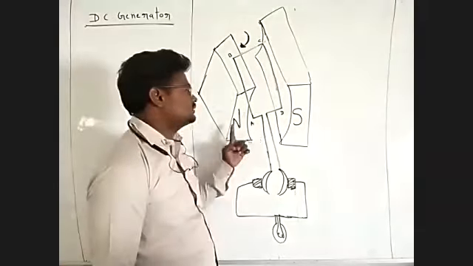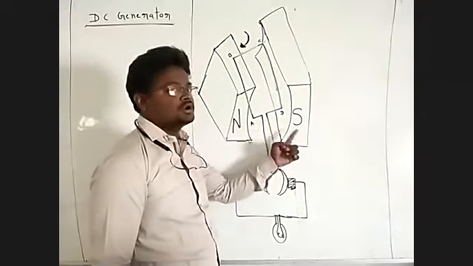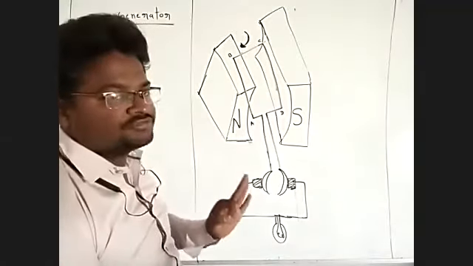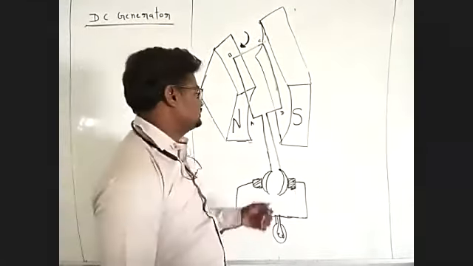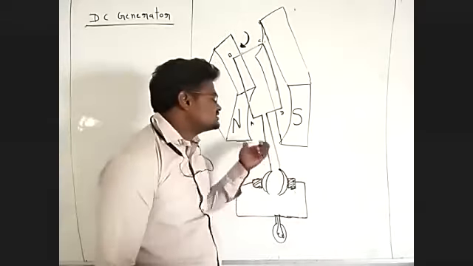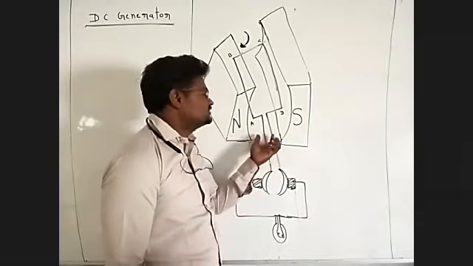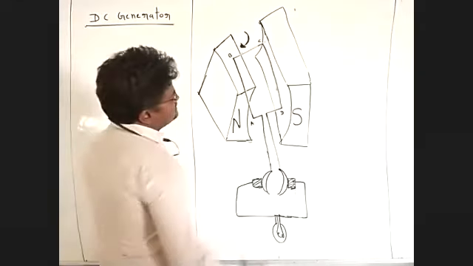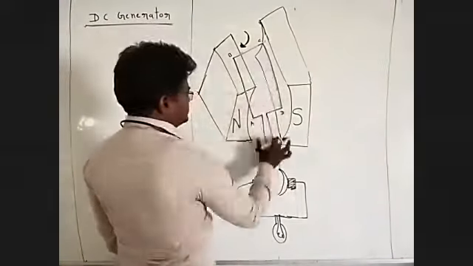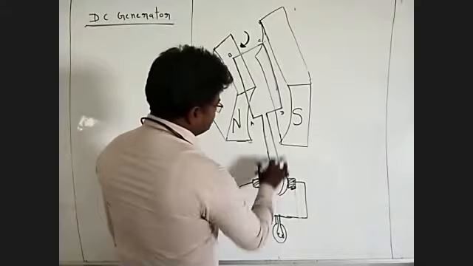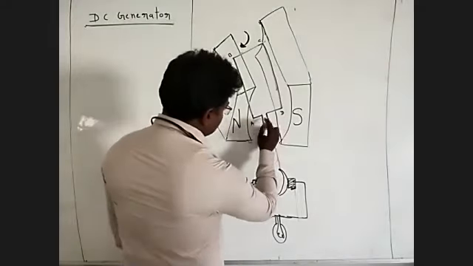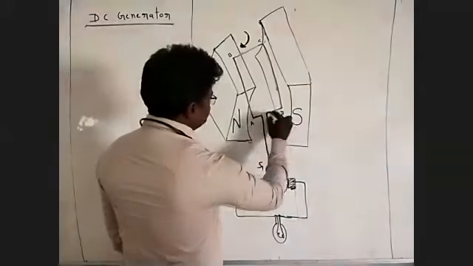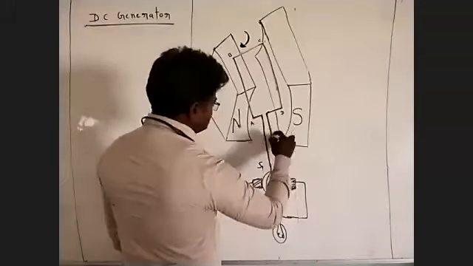North pole of the magnet, south pole of the concave magnet. It gives a very strong uniform magnetic field. It provides a strong magnetic field between the region. Now you will see this is the armature. One end of the armature is connected to slip ring S1. Another end of the armature is connected to slip ring S2.